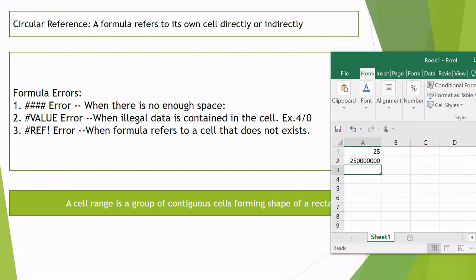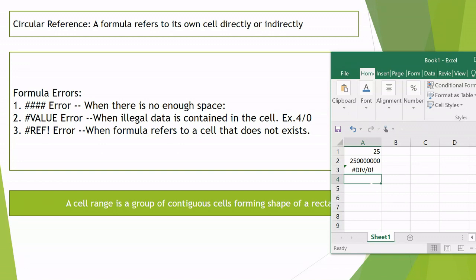Second is the value error. A value error is generated when I try to use illegal data or an illegal value. So if I try to divide 4 by 0, dividing anything by 0 is an error. So it is giving me a division by 0 error. It is called a value error.